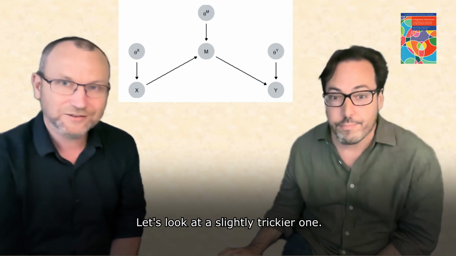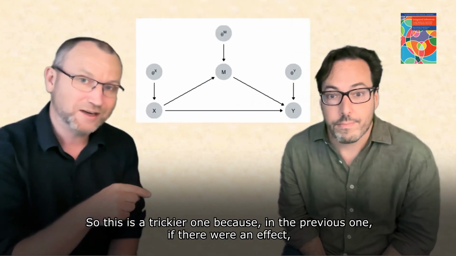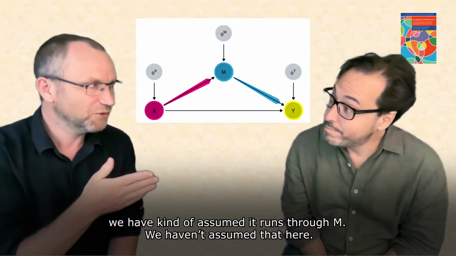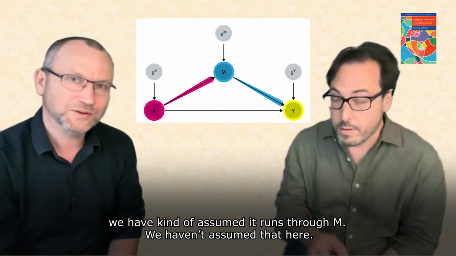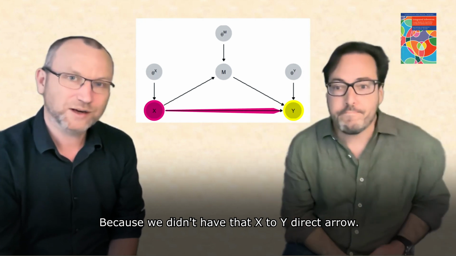Let's look at a slightly trickier one. This is trickier because in the previous one, if there were an effect, we assumed it runs through M, because we didn't have that X to Y direct arrow. That's right.